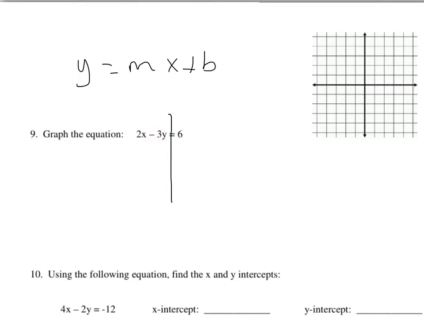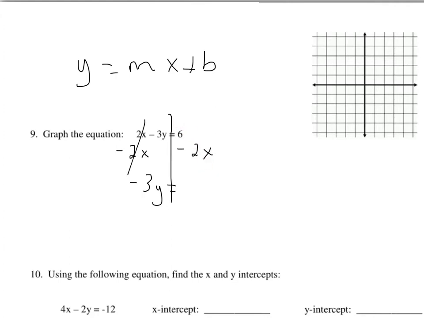In order to move things to the opposite side, we need to do the opposite operations. So if I'm adding 2x to the y, I need to add a negative 2x to the other side. So they cancel here. I'm left with negative 3y equals, and we cannot combine this 6 and that negative 2x.